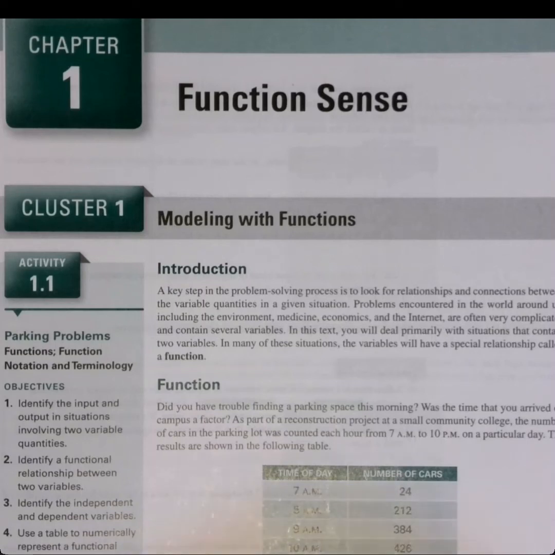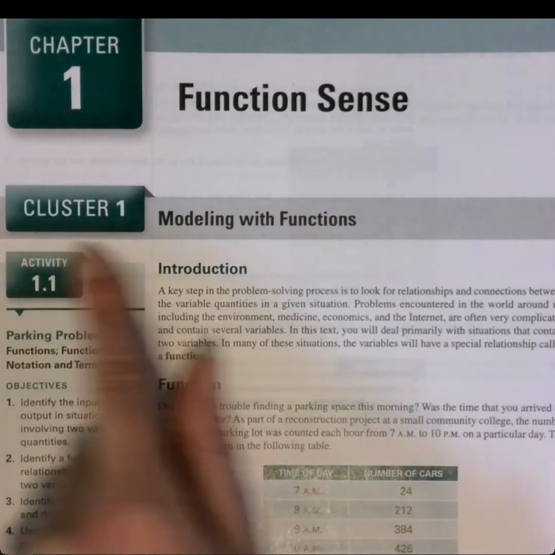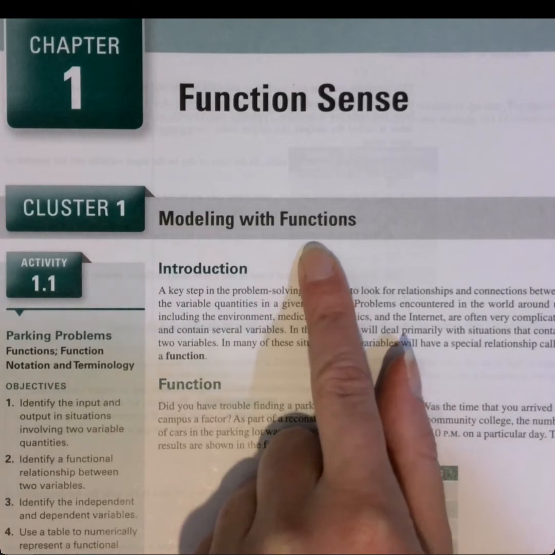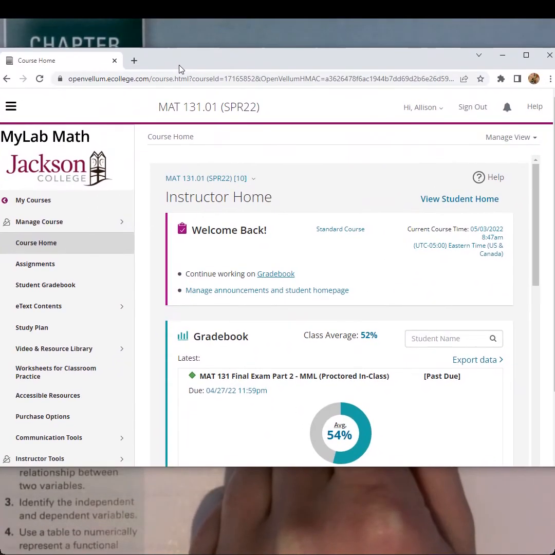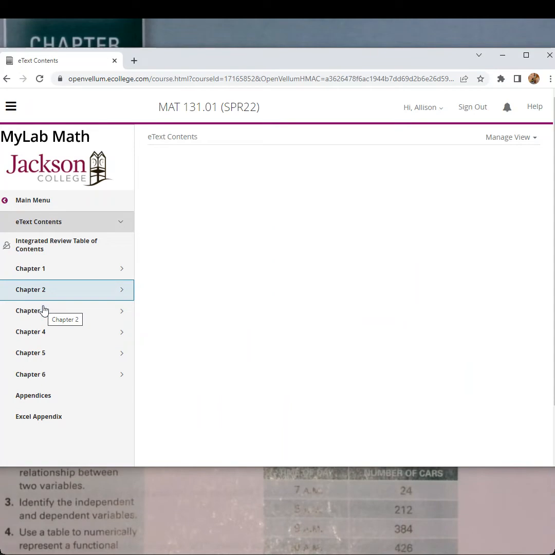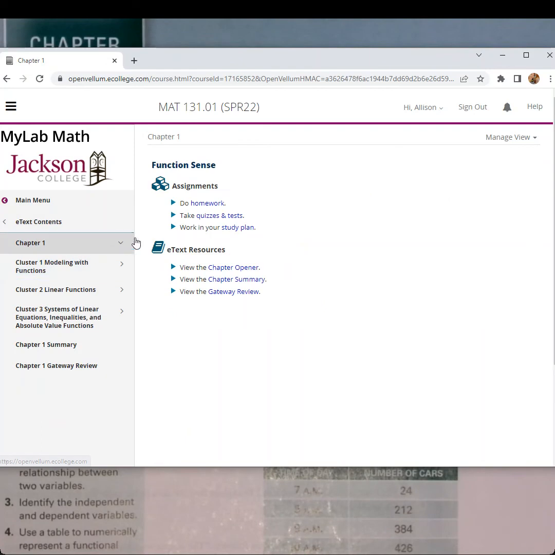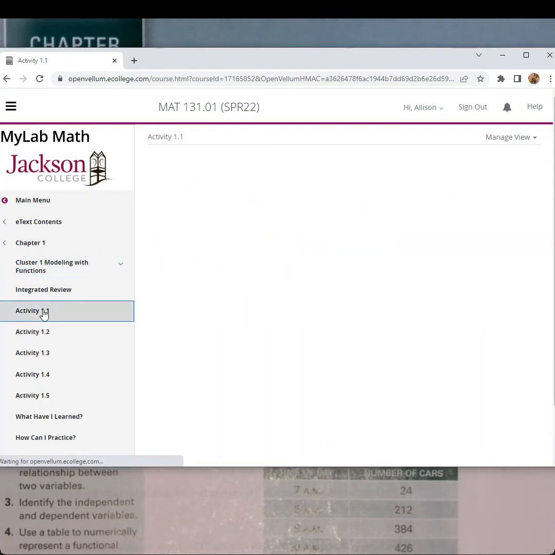We're going to look at Chapter 1 on function sense in Cluster 1 today with modeling with functions. First, before we begin, I'm going to pull over my MyMathLab window. If you don't yet have your paper textbook, you can go into the MyMathLab area and to the e-text contents, and here you can view the e-text for your course. You can go section by section or you can open it at the beginning. I'm going to start with section 1, so it will open directly to this activity.